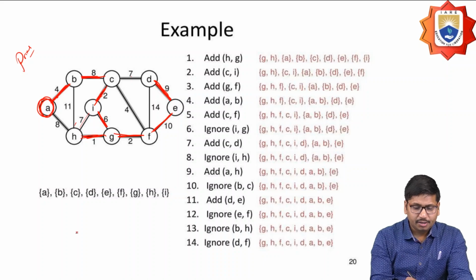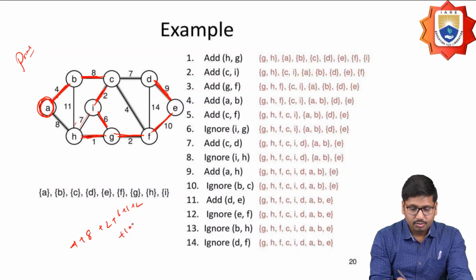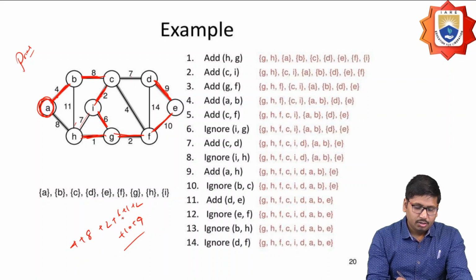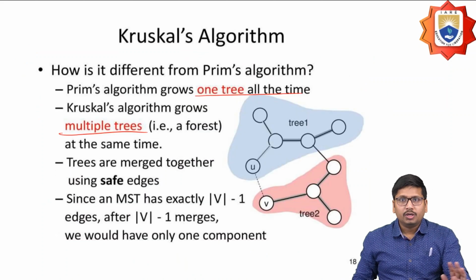So what should be the weight here? 4 plus 8 plus 2 plus 6 plus 1 plus 2 plus 10 plus 9: 12, 14, 20, 21, 23, 33, and then 42. So like this, we consider the minimum spanning tree according to Kruskal's and Prim's.